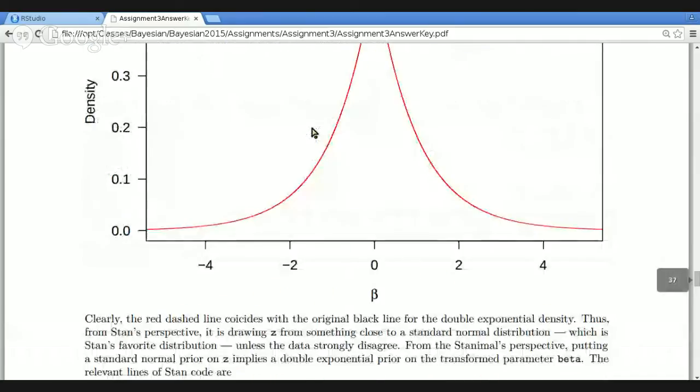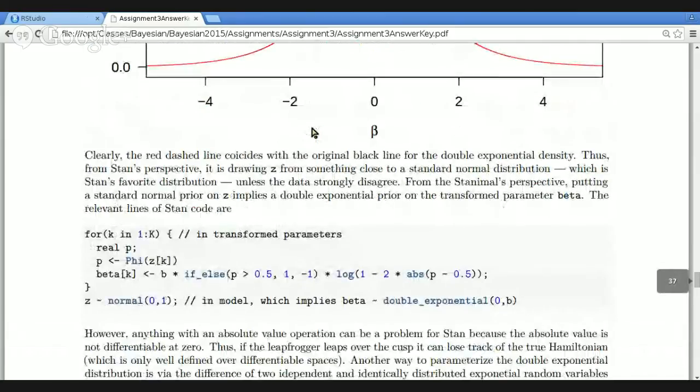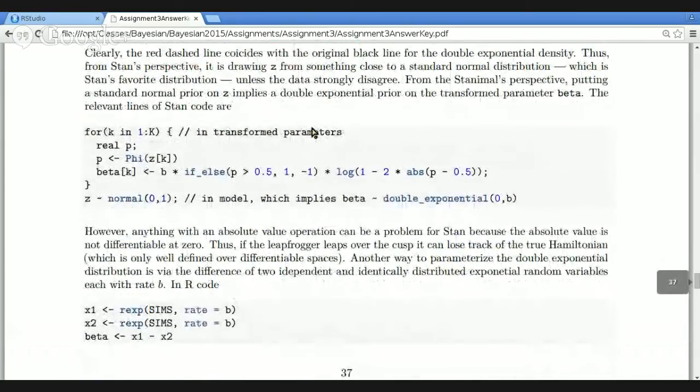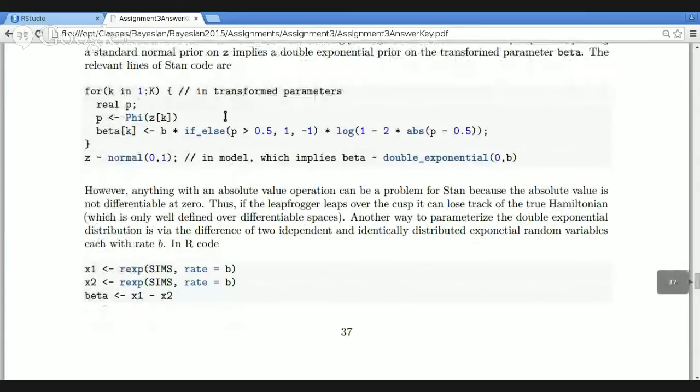So that's another way to construct draws from, or to construct, a double exponential distribution. And the relevant lines of Stan code are given here, and there's a double exponential 1 file in the zip file for the homework that has the complete model for this.